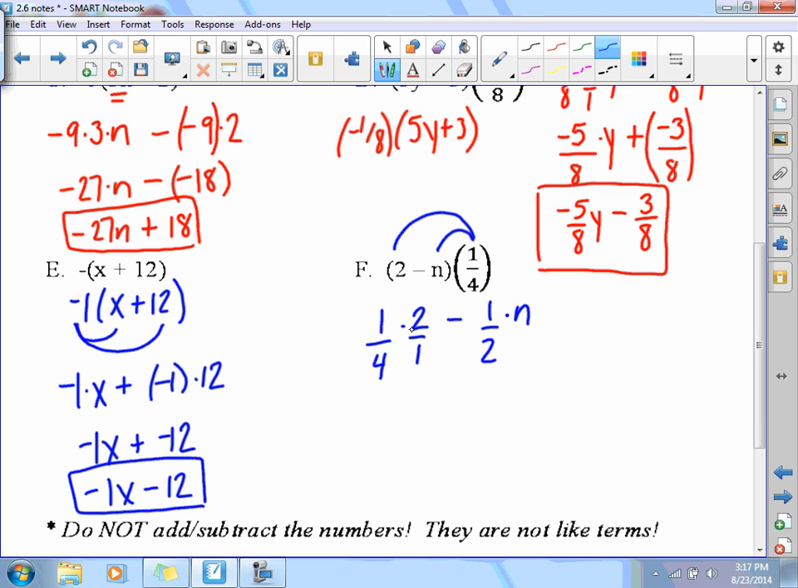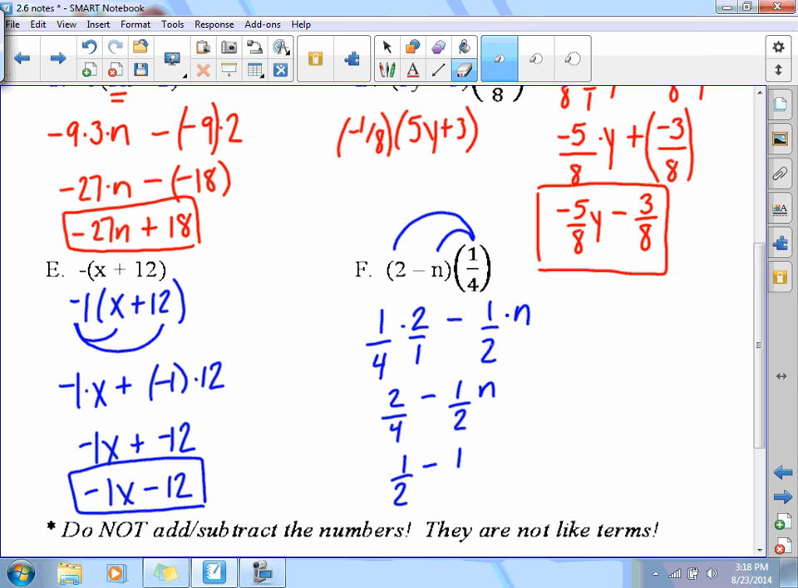So 2 times 1 in my numerator is 2. 4 times 1 in my denominator is 4. And I'm going to reduce that. We always want to reduce fractions if we can. And then I'll have minus 1/2 n. And 4 over 2 is really 1/2. So 1/2 minus 1/2 n. Wait a second. Why did I write a half? That's not supposed to be a half.